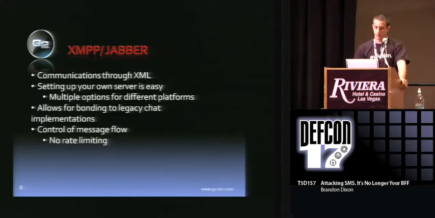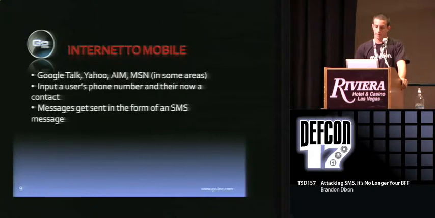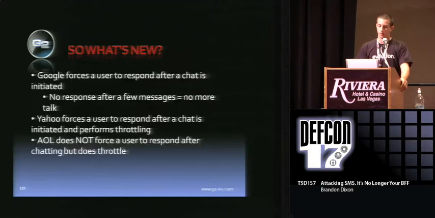So you have control of the message flow. There's actually no rate limiting on your own server if you set up your own local XMPP server. Right now there's this internet to mobile communications: there's Google Talk, there's Yahoo, AIM, MSN in some areas. You can input a user's phone number, as long as you know it, and they're now considered a contact within your list. You can send a message to them, it's going to make it to their phone, and it's up to them whether or not they want to respond. Messages get sent in the form of an SMS. So what's new? Obviously, this is nothing new.